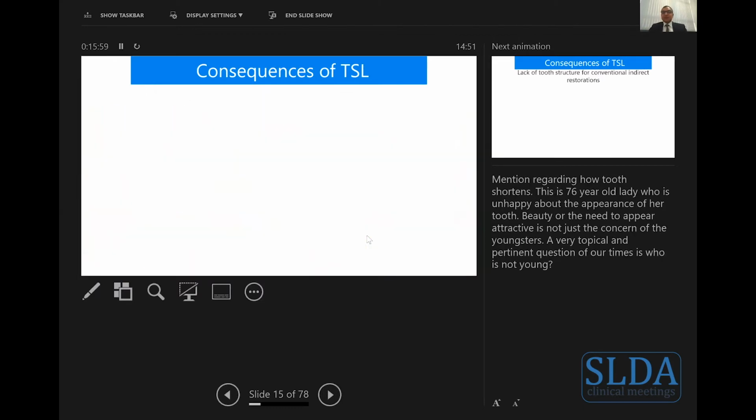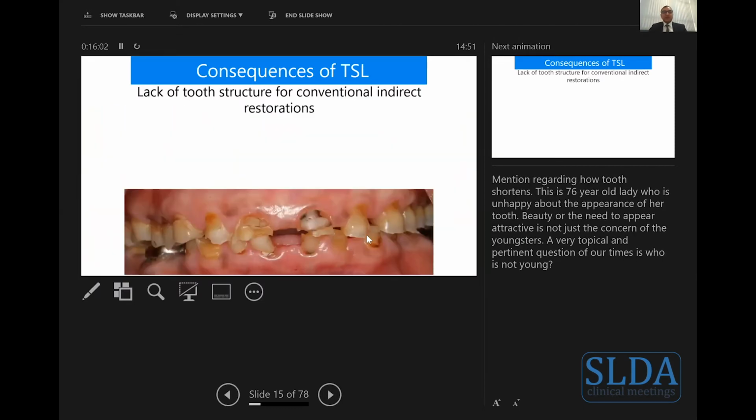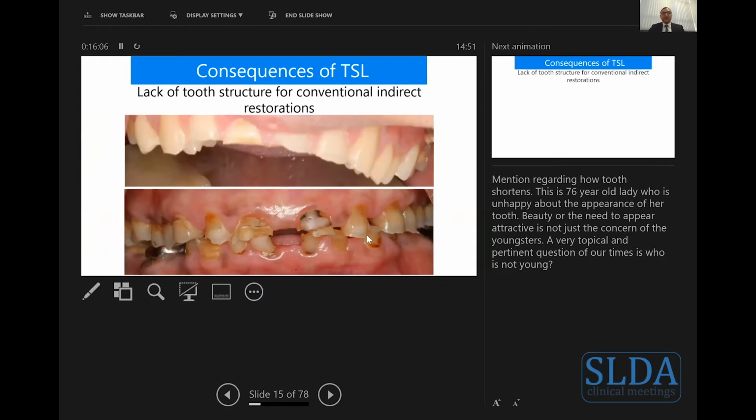So that's one consequence. Some of the other consequences include gradual progression, as I mentioned, to the extent that there is not enough tooth structure to do much about it, especially if we are in the habit of resorting to indirect restorations.